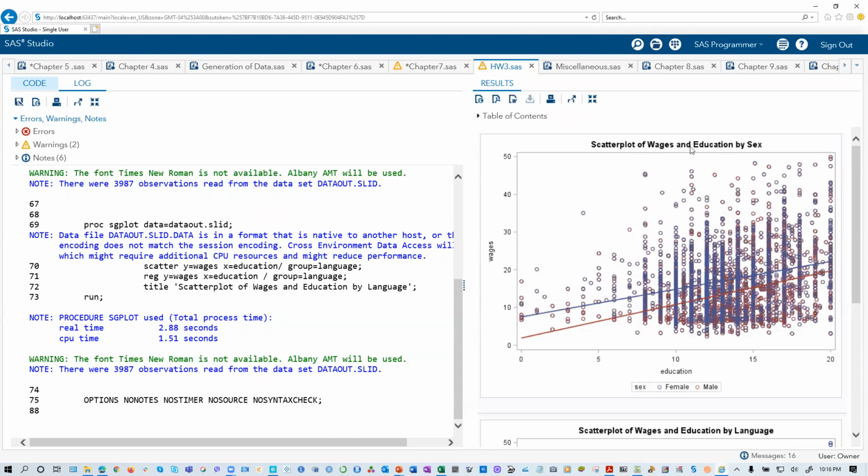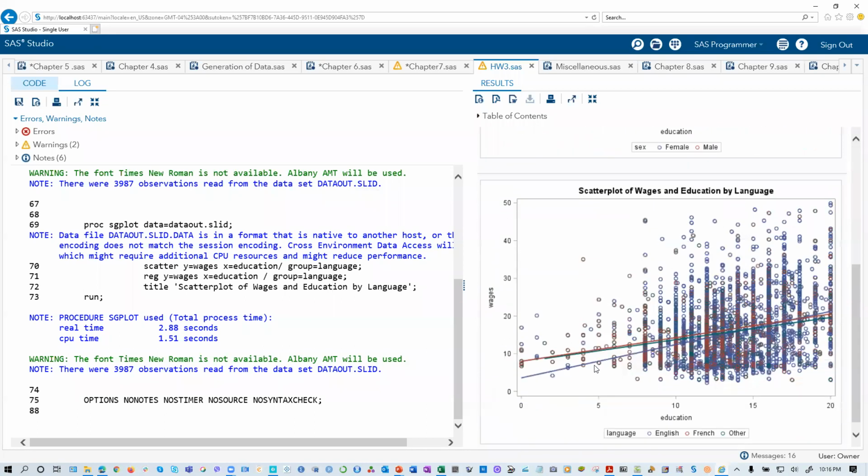Scatter plot of wages versus education by gender. Then by education and language: English, French, other.